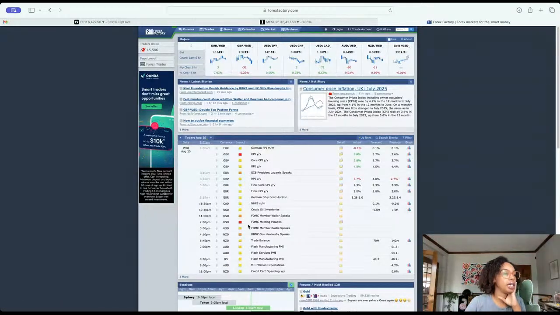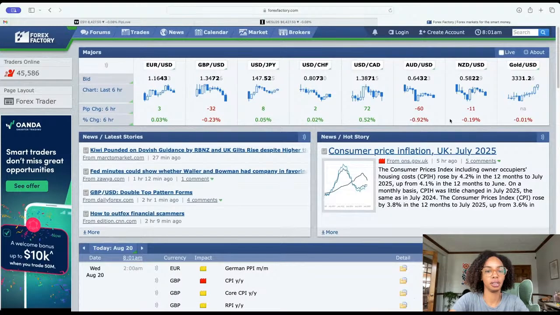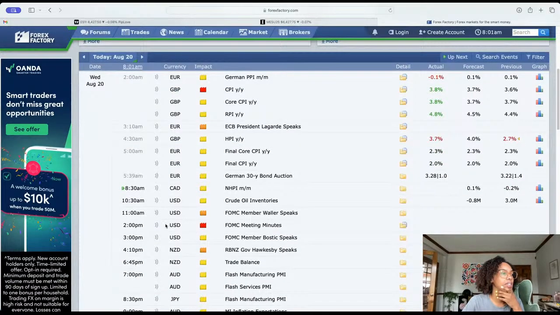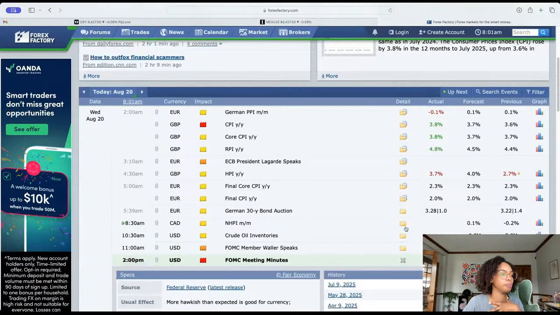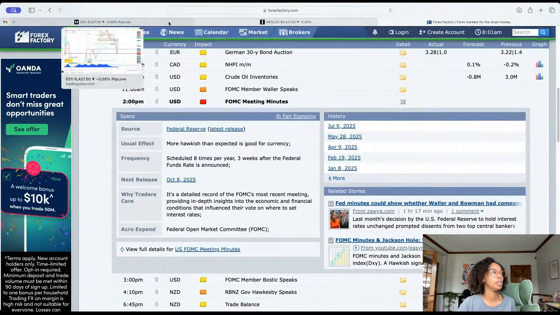Alrighty, so 2 p.m. FOMC meetings. Let me make this a little bigger. Perfect. So that's at 2 p.m. Eastern. It's a detailed record of FOMC's most recent meeting, providing in-depth insights into the economic and financial conditions that influence their vote on where to set interest rates. So very important meeting coming out here today at 2 p.m.